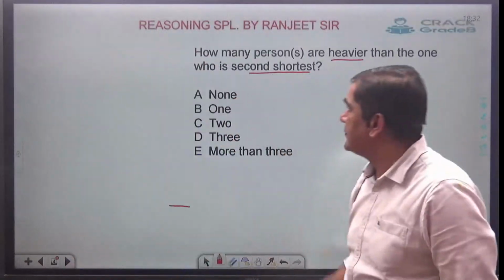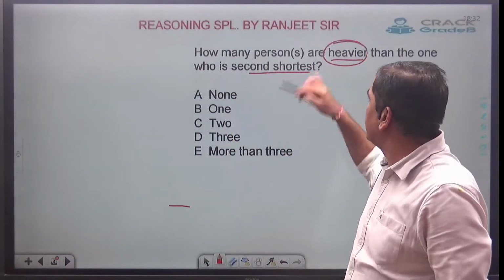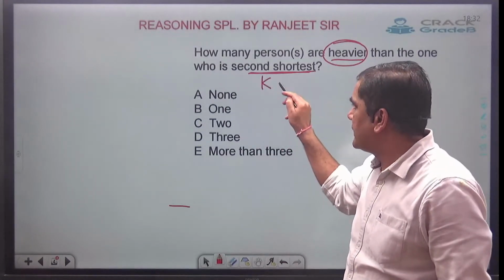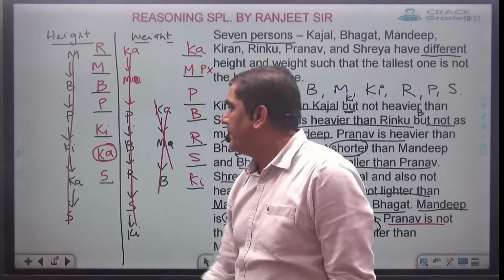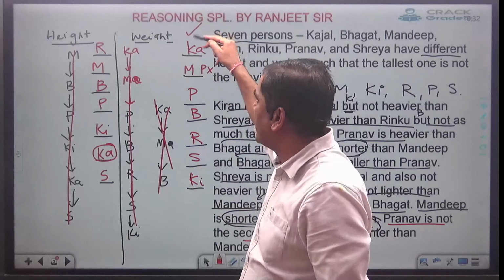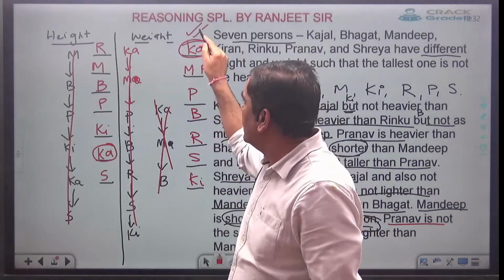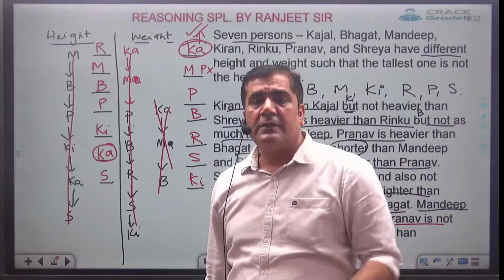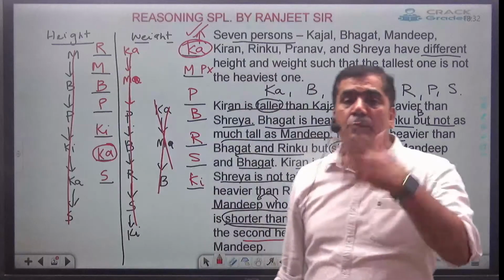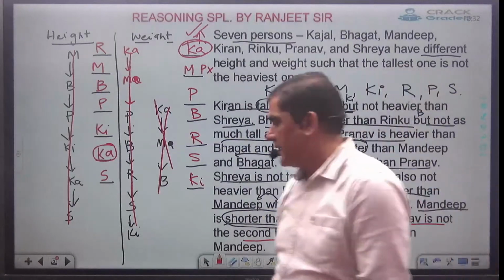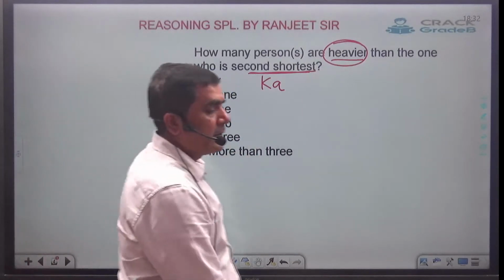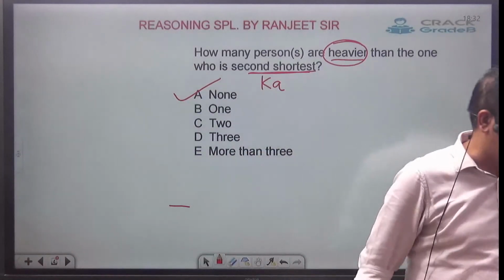Here the question is how many persons are heavier in terms of weight than the one who is second shortest. Second shortest is Kajal. So I need to see how many persons are above Kajal in terms of weight. I can see none is above Kajal because Kajal is the heaviest. Since Kajal is the heaviest, no person is above Kajal. So my answer should be none.